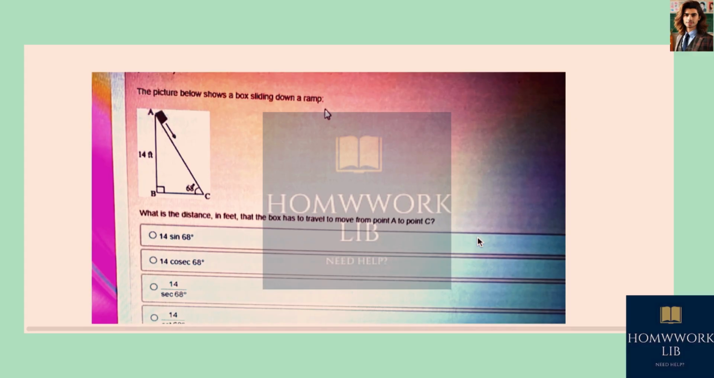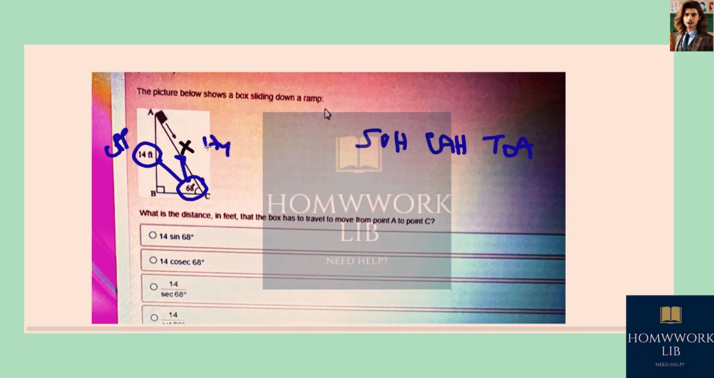We want to find essentially this distance here, which I'll call x. This refers to right triangle trig. You should be using the phrase SOHCAHTOA to help you organize your thoughts here. From this angle's perspective, we know the opposite, and we want to find out the hypotenuse.